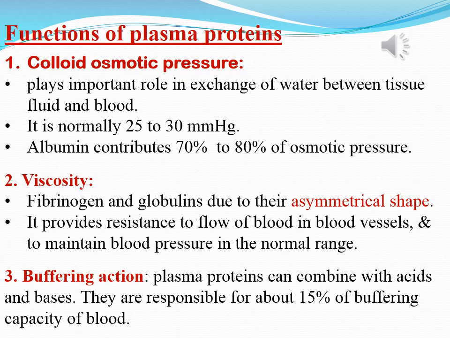Third, buffering action of plasma protein. Plasma protein can combine with acid and bases، يعني ممكن يصير بها combination interaction with acid and bases، فهي عندها buffer control activity. They are responsible for about 15% of the buffering capacity of blood.